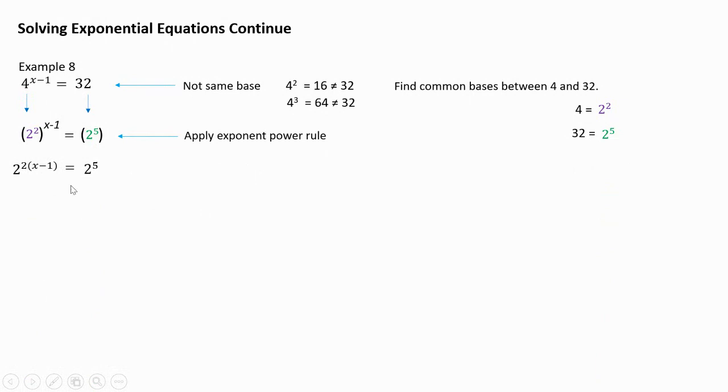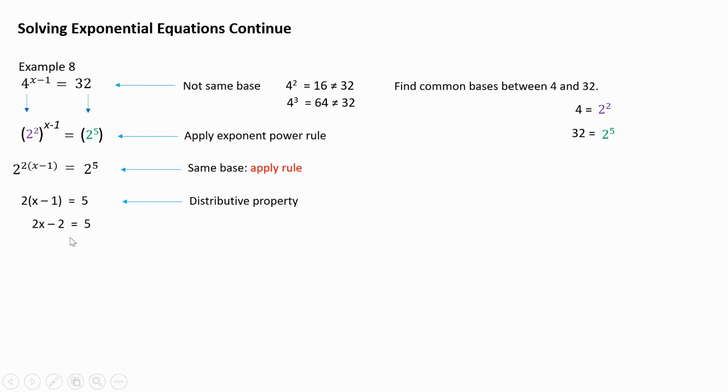You see, guys, now here we have the same base, which is a 2. Then we apply the rule, so the exponents must equal each other. Now here we're going to distribute. 2 times x will be 2x, and 2 times -1 will give us -2, equals 5.